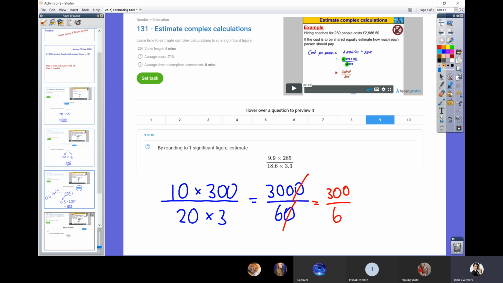Now you just need to do that as a side working. So short division, 300 being divided by 6. 6 into 3 doesn't go. 6 into 30 is 5. Then the naught on the end. So your final answer is 50. So with all of these, please try to resist using a calculator. And then finally, question 10.